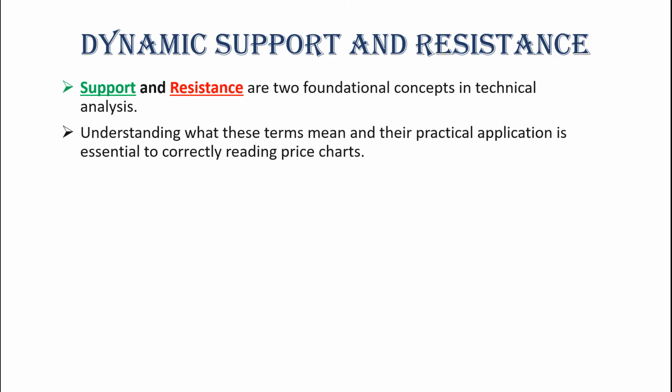Support and resistance are two fundamental concepts in technical analysis. Those who are trading using technical analysis will know how to enter trades based on support and resistance. Before using any logic or indicator in trading, we need to know what that particular concept is, whether support or resistance, a moving average, or any other indicator. You need to know in detail what that particular indicator is. Understanding what these terms mean and their practical application is essential to correctly reading the price charts.